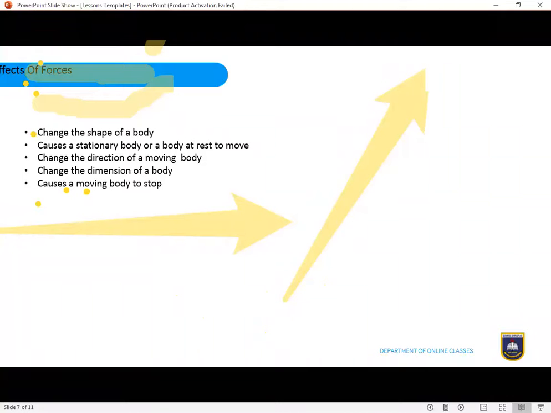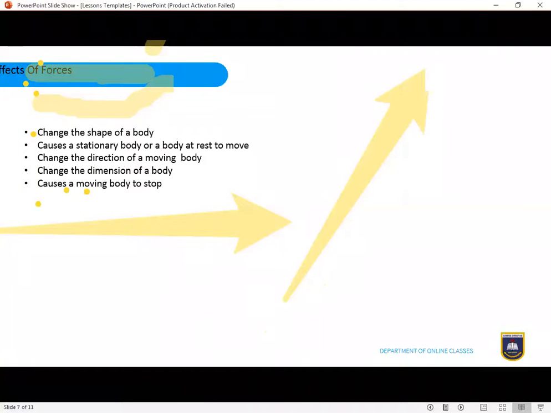It's immobile. Okay, so this body will still be here. It will not move unless I push it for it to move. If you don't push it, it will still remain at rest. So if a body is stationary or a body is at rest, it will only move when a force is applied to it.